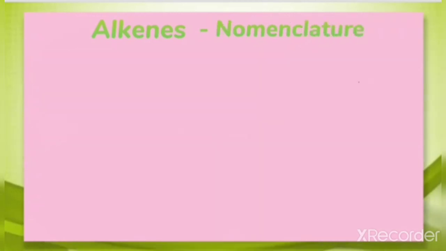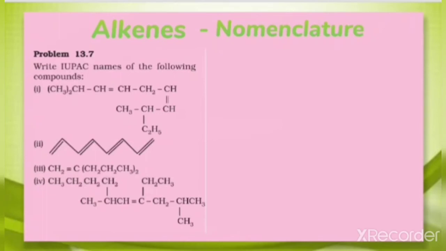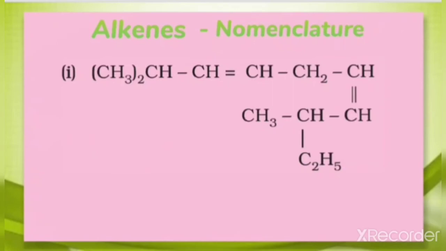Next we'll be discussing nomenclature, that is the IUPAC naming of alkenes. We have already learned different rules in the previous chapter. So just recall those rules, and it is better to take some textbook problems in order to discuss the IUPAC naming of alkenes. That is problem number 13.7. Write the IUPAC name of the following compound. Here some structures are given, and we have to name them. So first we'll take the first part of this.